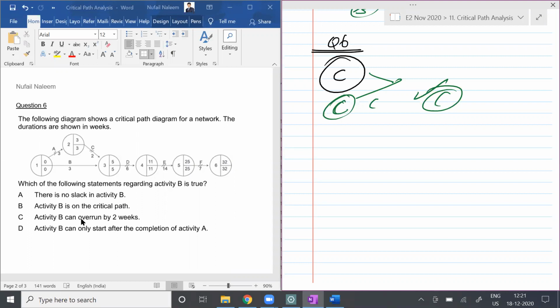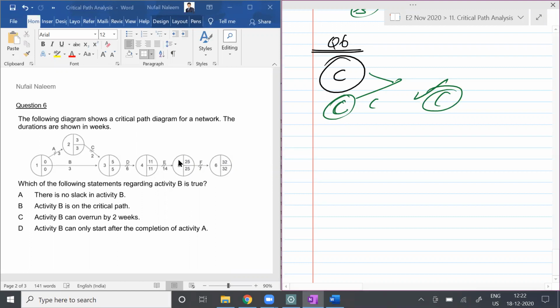And B can overrun by how many weeks? 2 weeks. Is it possible? Of course. You can delay B by 2 weeks, because if you observe, it's true. A and C together complete in how much? 5. But they are saying C can only start after completion of A. So the correct answer here is C.